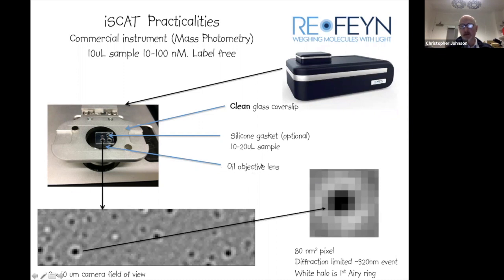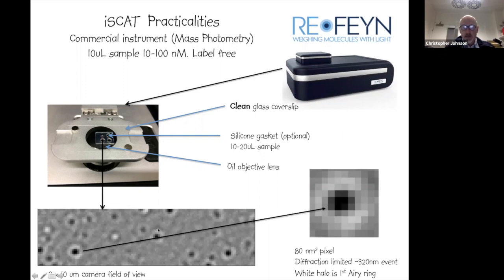There's an oil objective lens underneath, and with the laser illumination and the collection of reflected light and then the interfering scattered light, we end up with a field of view of about 3 by 10 microns. And within that field of view, the pixels that are displayed have a size of about 80 nanometer square. And so these are able to capture diffraction limited events.